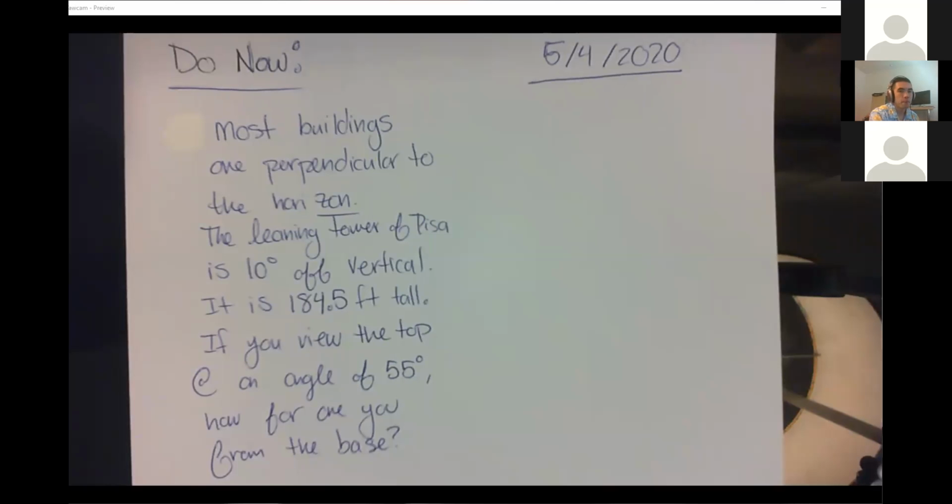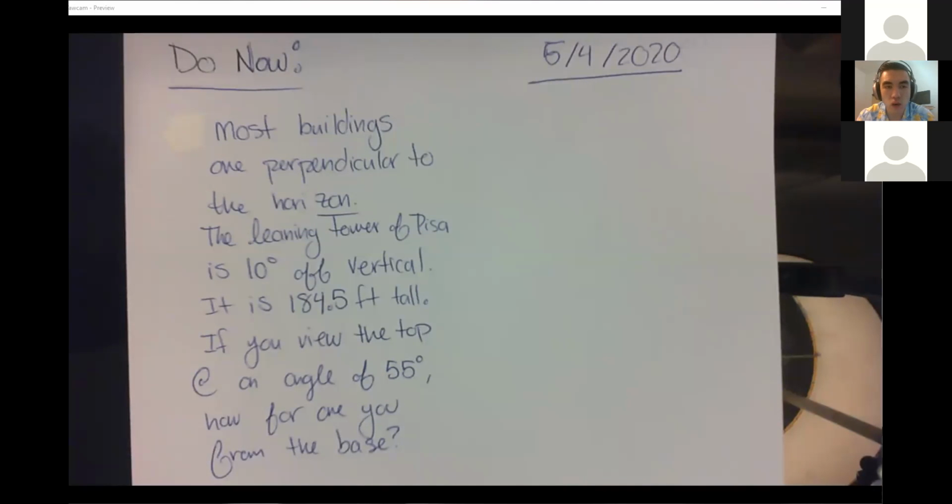Number one, most buildings are perpendicular to the horizon. So whenever we talk about those questions where it's like, hey, your shadow is this long, a tree's shadow is this long, and you're 6 feet tall, so how tall is the tree? We can do that kind of trig because when it comes to an object standing up, we always make the assumption that the object is standing straight up, right? However, not all objects do stand straight up.